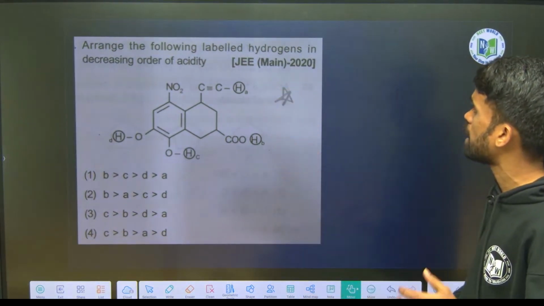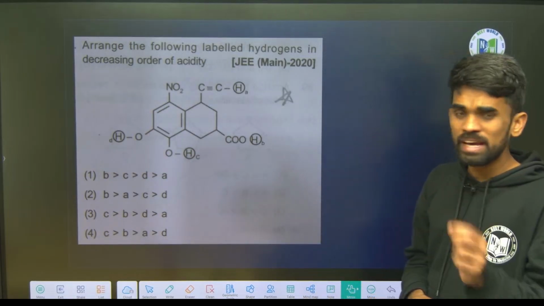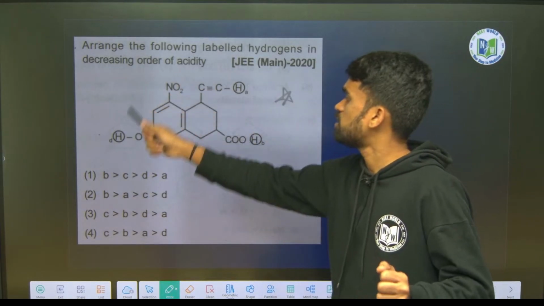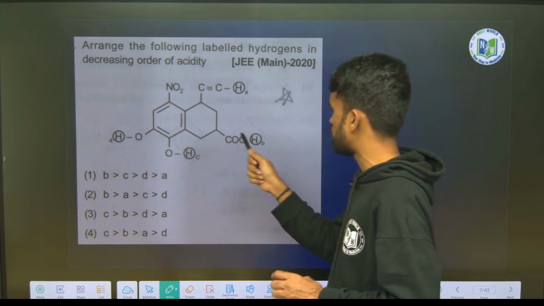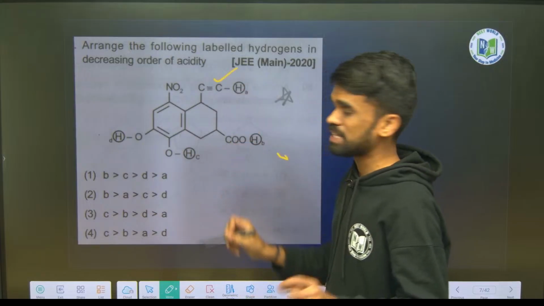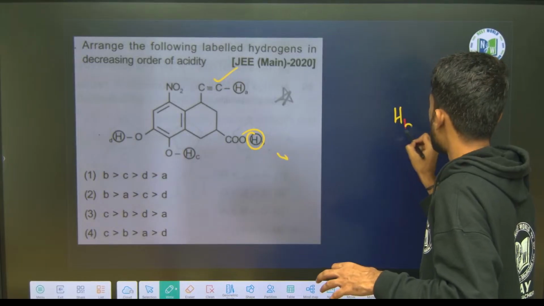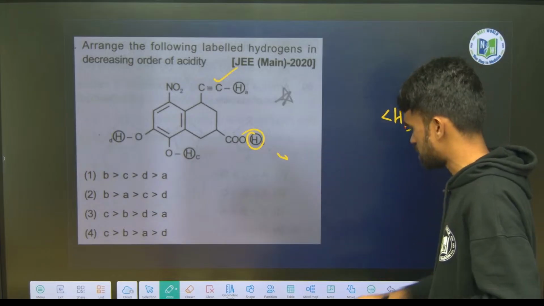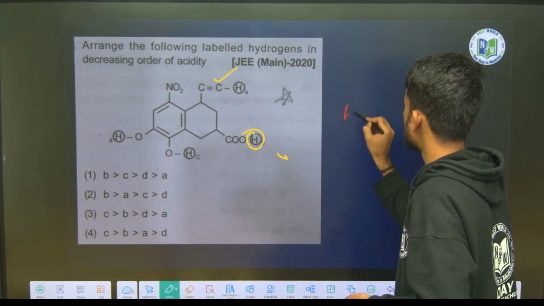Arrange the following labeled hydrogens in the decreasing order of acidity. So which is more acidic? Always remember, carboxylic acids are more acidic than any of the other acidic organic compounds, like phenol. If you compare with a carboxylic acid, or with alkanes, carboxylic acids are the more acidic. So I can say HB is highest in acidic nature. So write it as HB is more acidic.